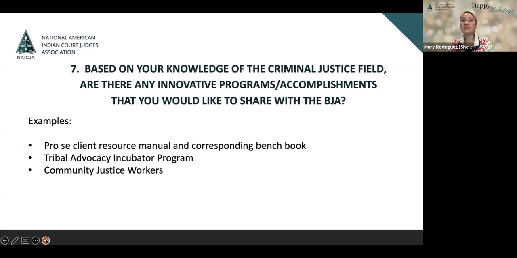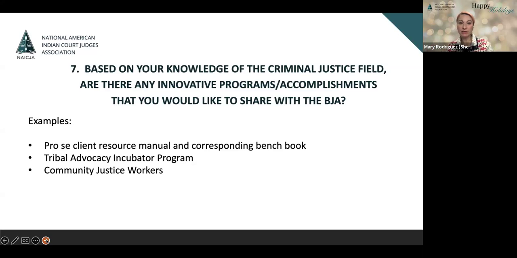Example of this is some of the things that we've been seeing in legal aid organizations: the Pro Se Client Resource Manual and the corresponding bench book, something NLS has been working on. MLSA has the Tribal Advocacy Incubator Program. ALSC is one that's doing community justice workers. So it could be a topic of one of the projects that you're working on that you can expand on and talk about.